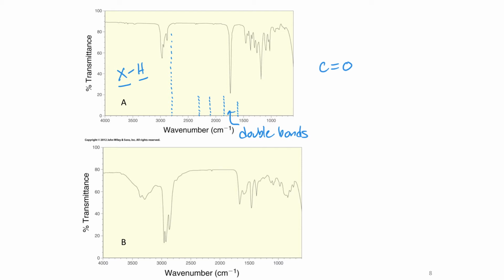We can go back to the bonds to H in this case and look a little more carefully at that. Remember that the textbook said, draw a line at 3000, and anything on the left side of that line is a CH on an sp2 type carbon. Anything below 3000, so around 2950 or so, is a CH on an sp3 carbon. So that gives us some information as well.